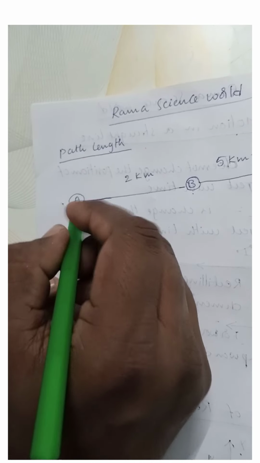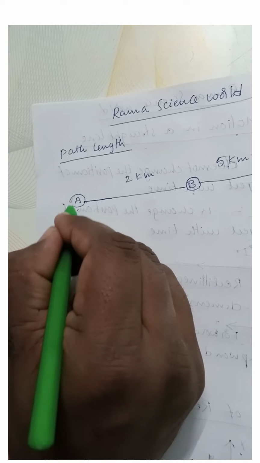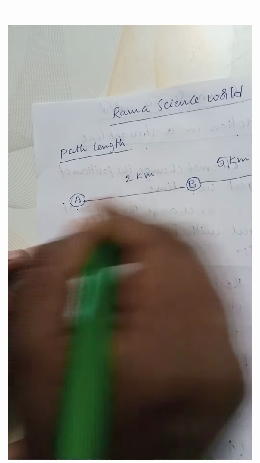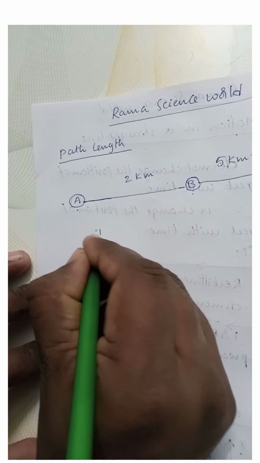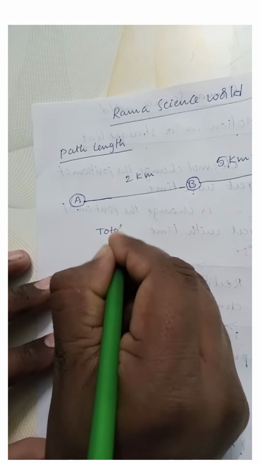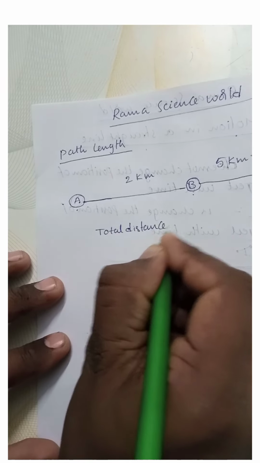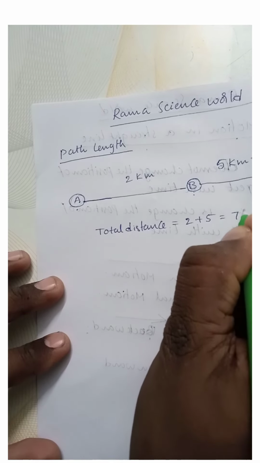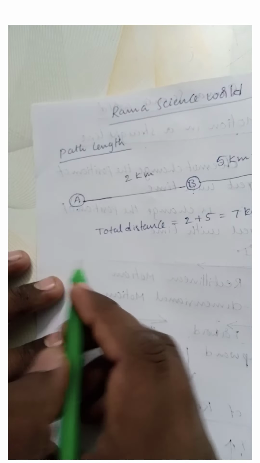The object starts its journey at point A and ends its journey at C. Here the total distance is the path length. The total distance is 2 plus 5, that is 7 kilometers. So the total distance is the path length.